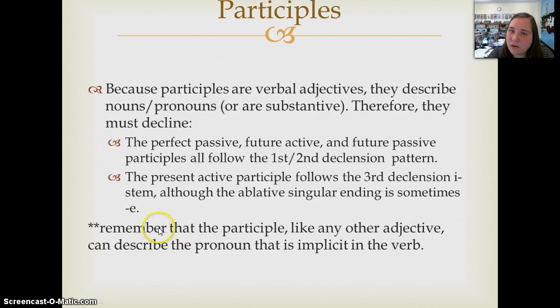I'll just give you a little reminder here. Remember that the participle, like any other adjective, can be describing the pronoun that is in the verb, right? The he or she or it, the you, the they, the we, whatever. The subject that we get from the verb, the pronoun subject that we get from the verb, a participle can describe that. So keep that in mind.